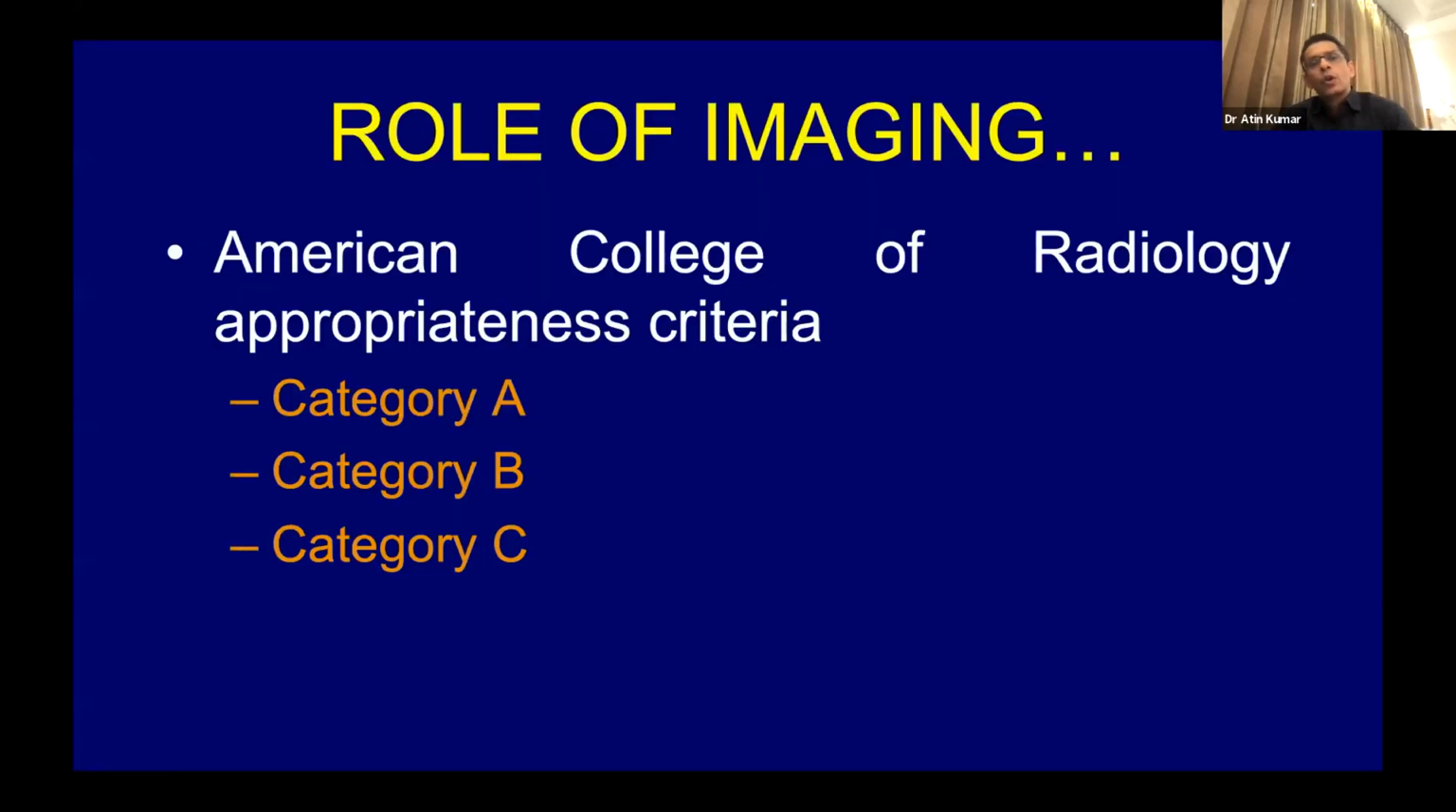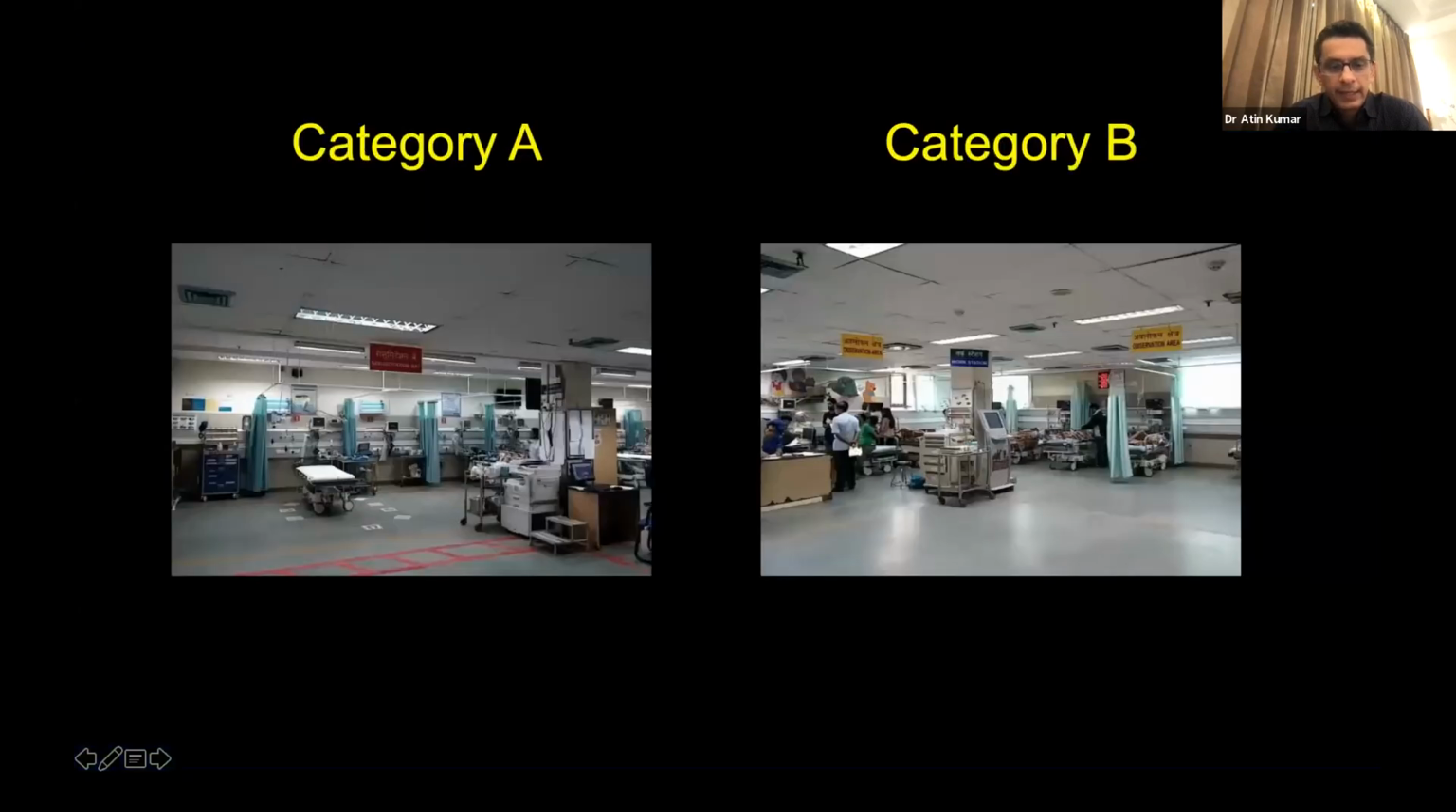So coming to the role of imaging. Before I talk about role of imaging, I would like to tell you about American College of Radiology has given certain appropriateness criteria for how to image patients of abdominal trauma. First of all, the patients are actually categorized into three different categories, A, B, and C. I'll tell you what are the three categories.